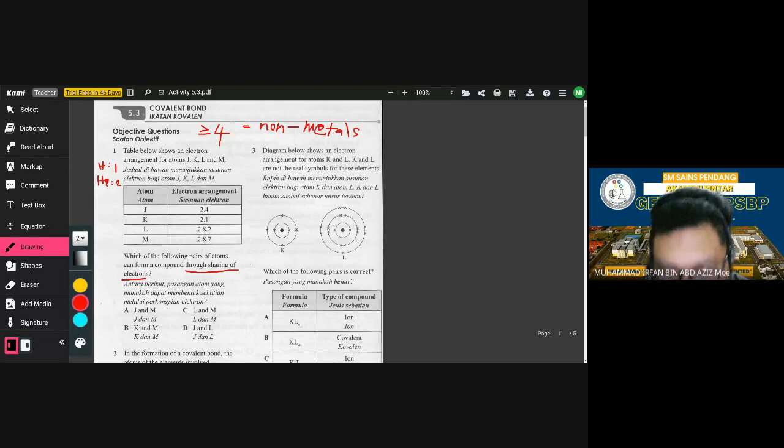Sekejap, cikgu nak balik mesej Afzan. Sekejap.